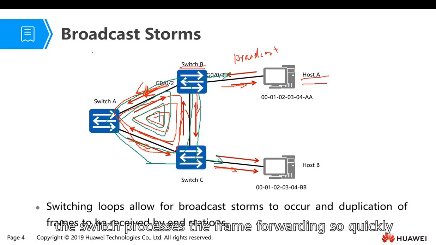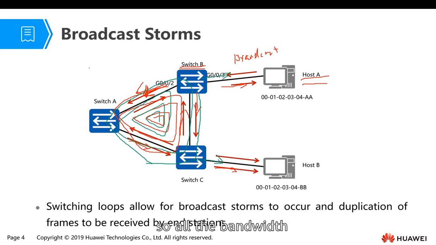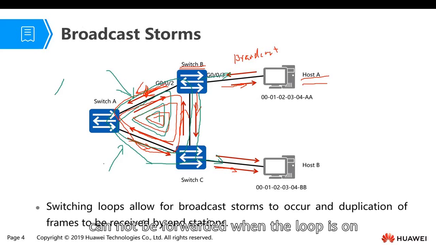And as we know, the switch processes frame forwarding so quickly, so all the bandwidth of the links between these three switches will be used up. All the other normal frames cannot be forwarded between them. This is the broadcast storm, the biggest problem of a switch network loop.